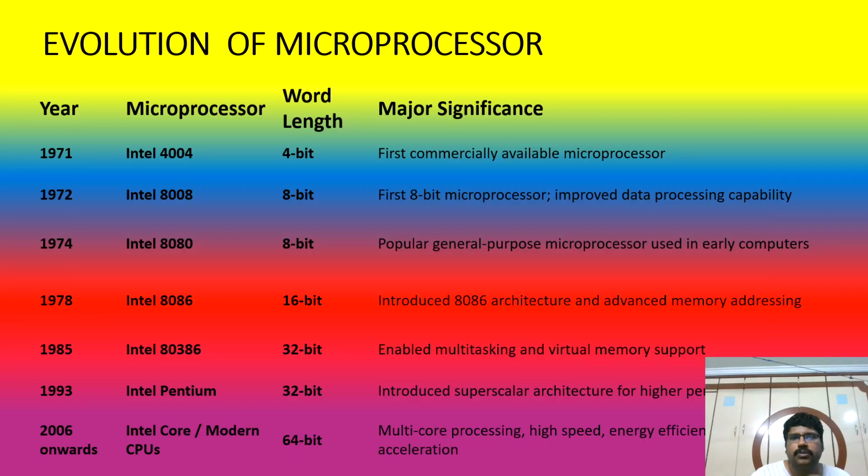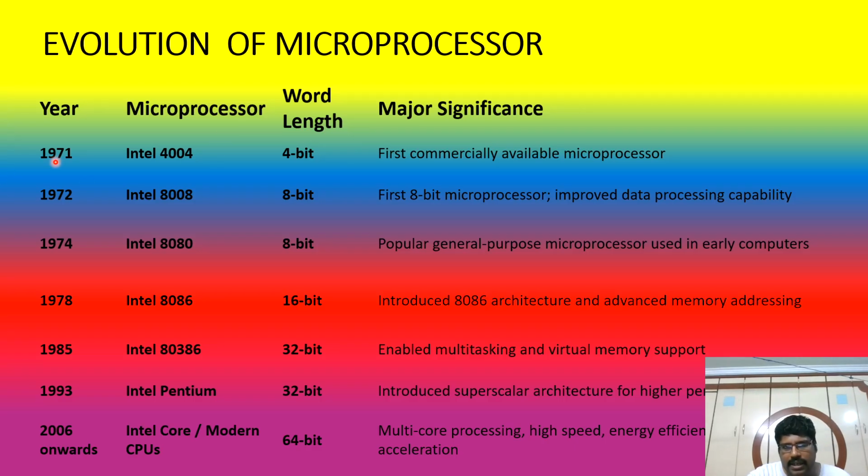Okay. Next, this is the evolution of the microprocessor. Till now we have discussed what is meant by microprocessor, what is meant by microcontroller, and the differences between them. See, Intel is the leading semiconductor manufacturing company even today. We can observe most of our processors are from Intel. They have an R&D cell and they try to innovate.